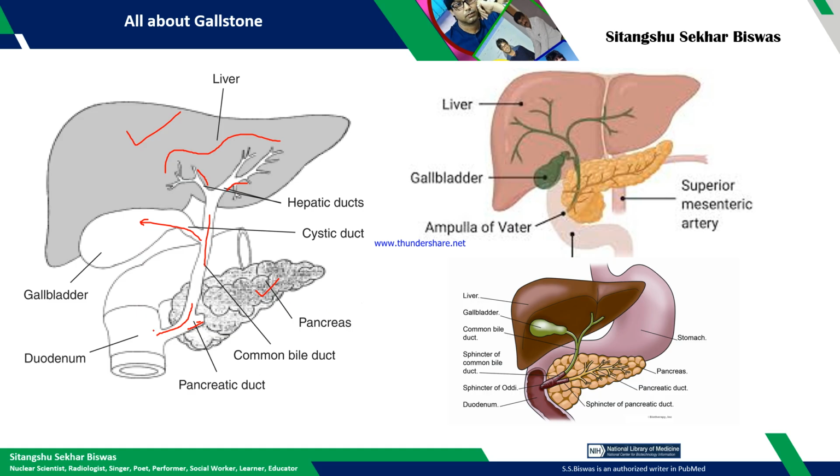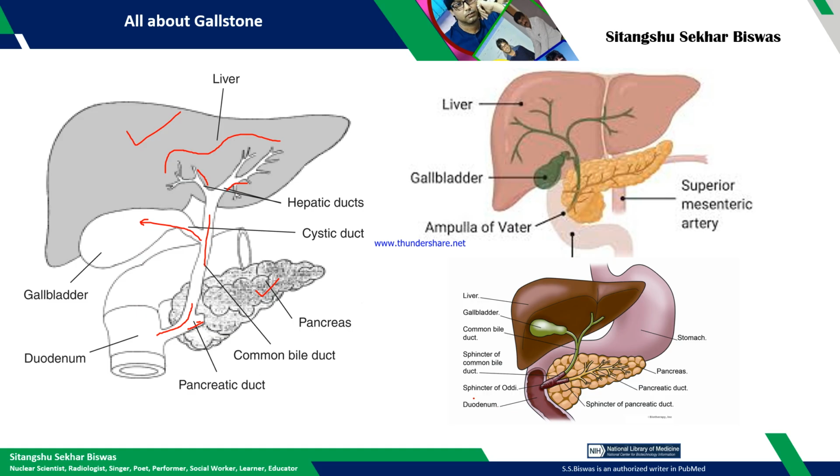And here there are some muscles to control the opening of the pancreatic duct and bile duct. The muscles connected to the bile duct are called the sphincter of the common bile duct. And similarly for the pancreatic duct, there will be the sphincter of the pancreatic duct.